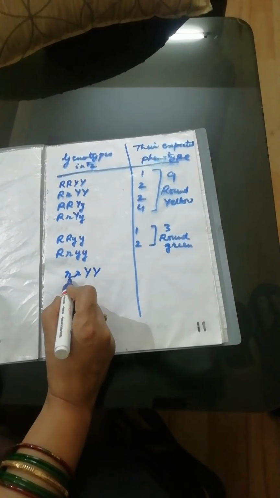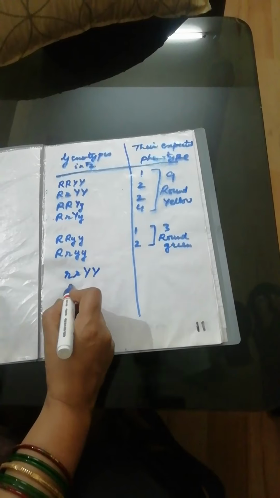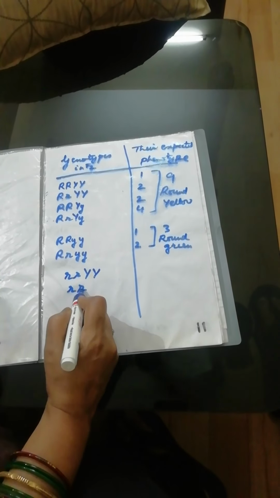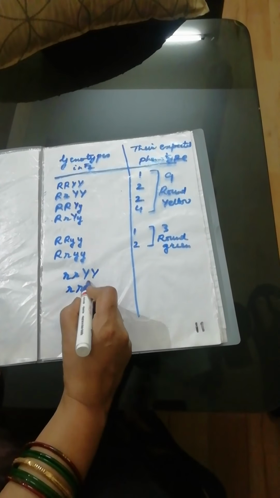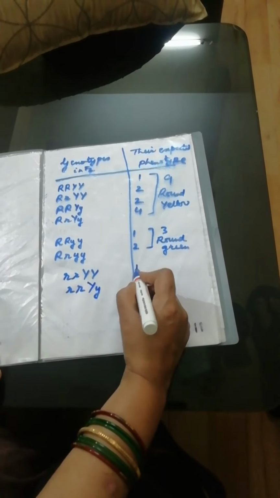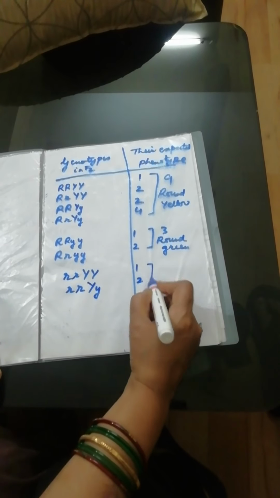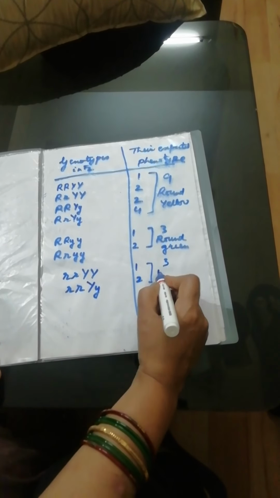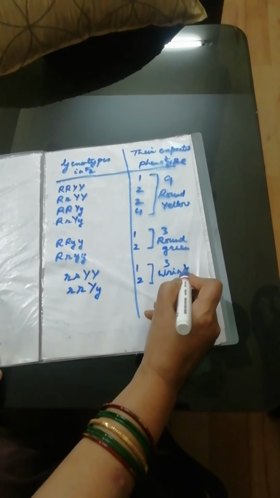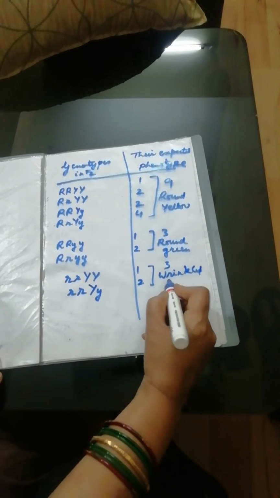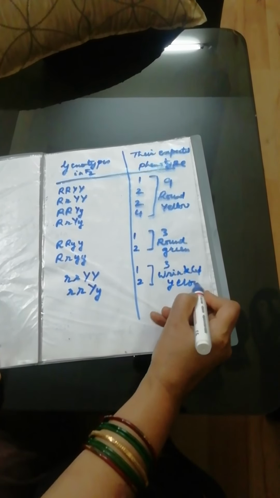The next genotype we will see is small r, capital Y, small y. It is wrinkled and yellow. Another possibility: for wrinkled it will always be this, because if there is one capital R, it will become round. Then for yellow, this. Again it is in the ratio of 1:2. That is total 3 are wrinkled and yellow. I hope you have understood.